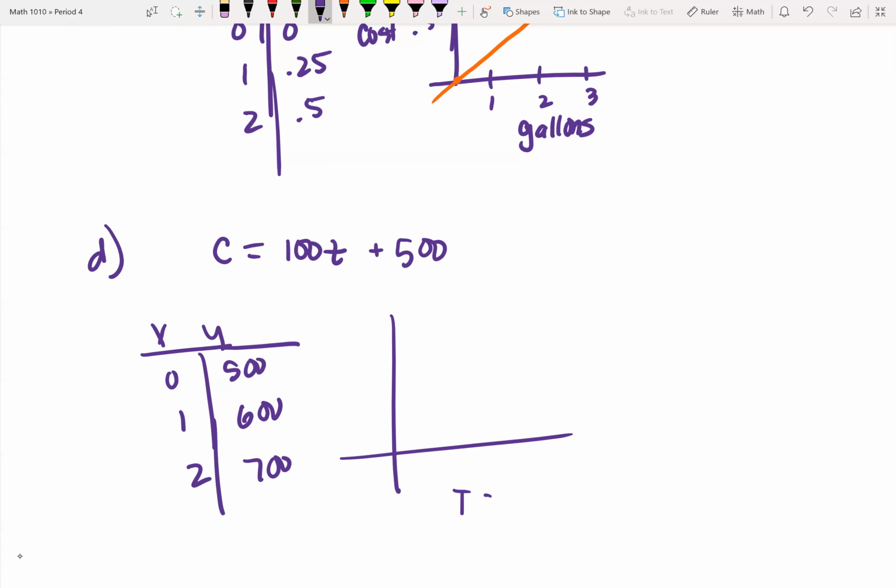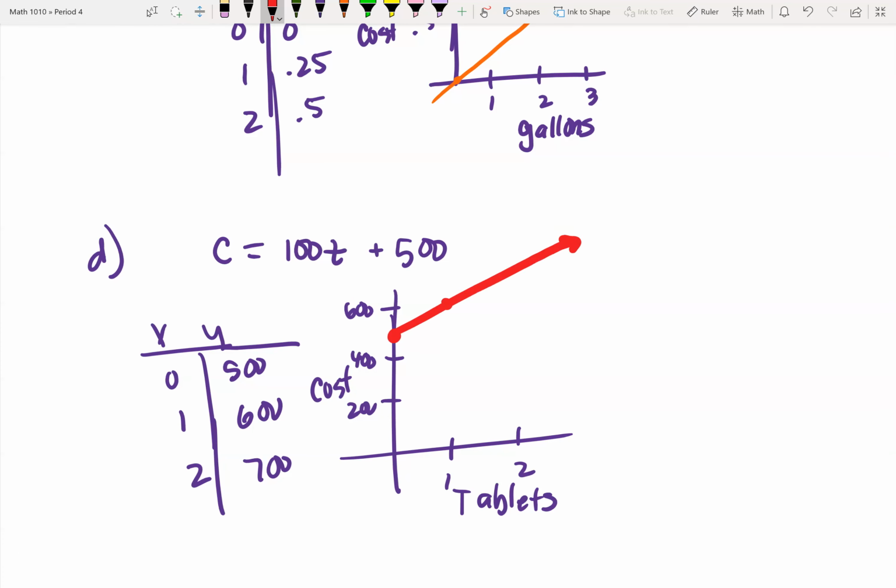Then I'm going to come over here and say, here are my tablets. Here is my cost. So I'm going to go 1 and 2, and it's kind of weird to go by hundreds, so I'm going to go by 200s. So I'm going to go 2, 4, 6, you get the idea. So 0 is 500, which is there. 1 is 600. I know it's going to be linear. It's going to look about like that. And then this is symbolically, and I did it.